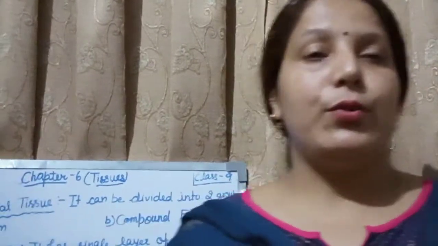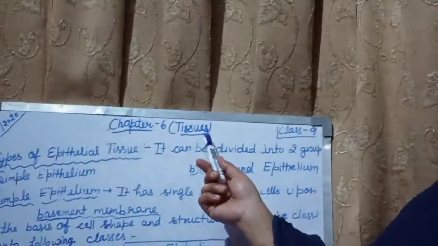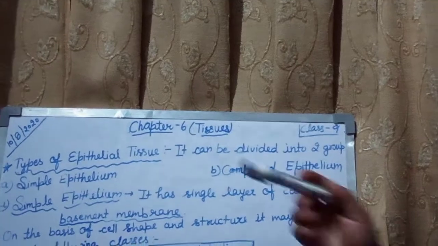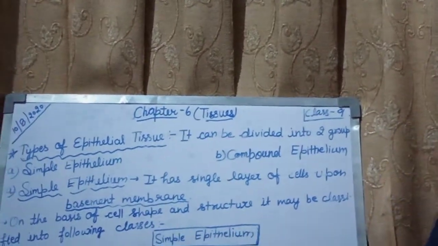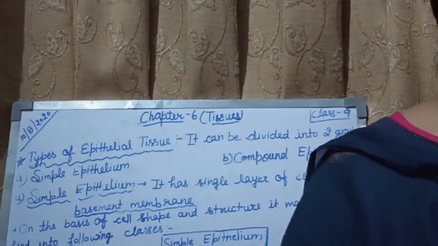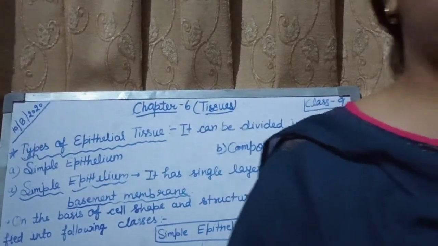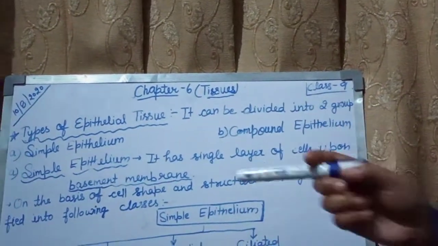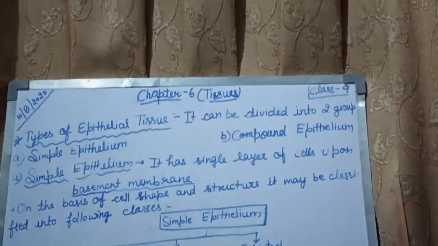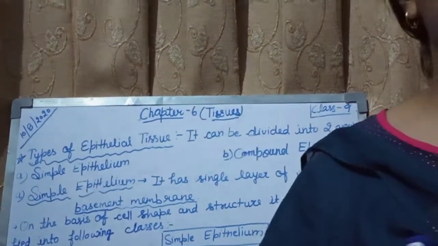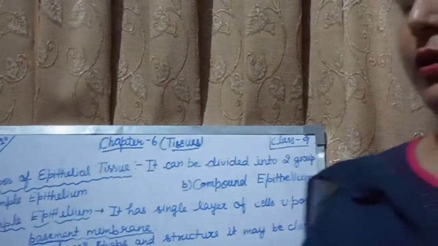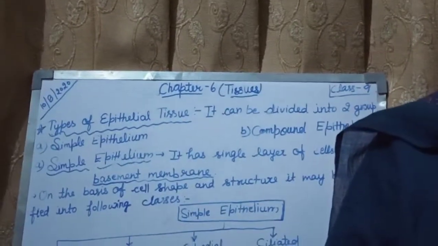Students, now we discuss our chapter 6, that is Tissue, of class 9th. In the last video we discussed what tissue is and the types of tissue, that is animal tissue and plant tissue. In this video we will continue with the types of animal tissue. In the last video we discussed the epithelial tissue.